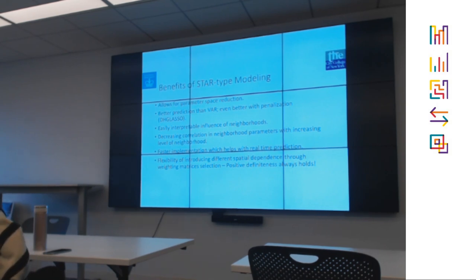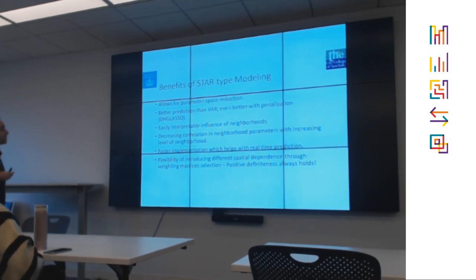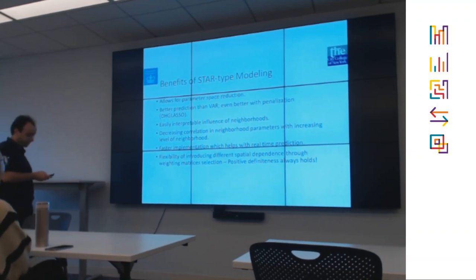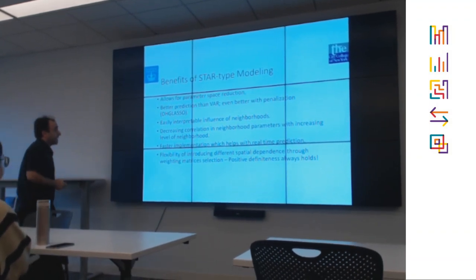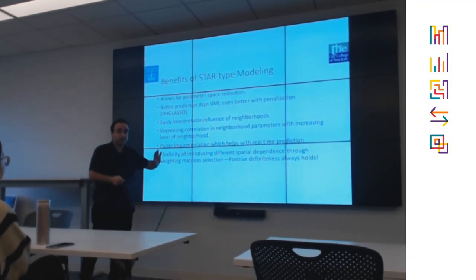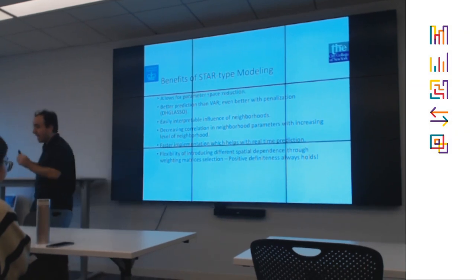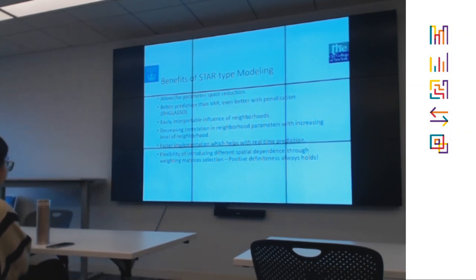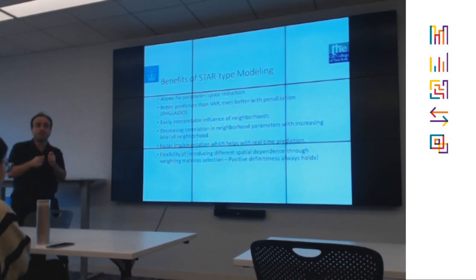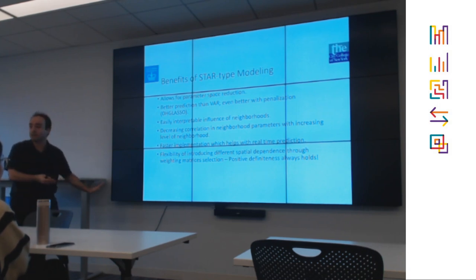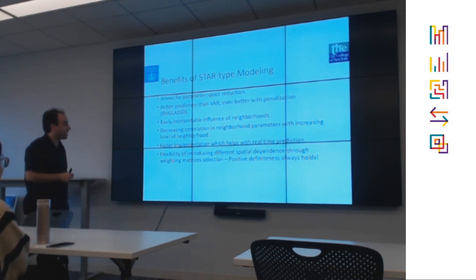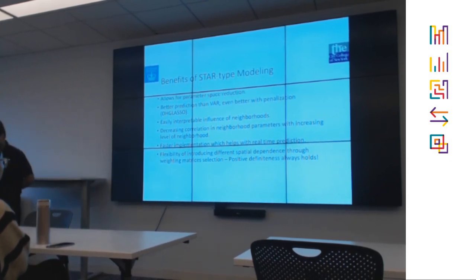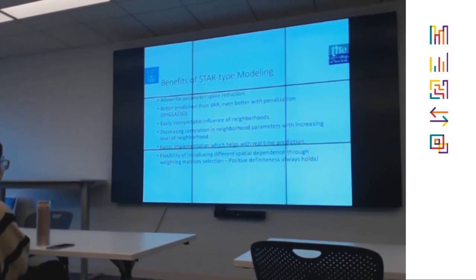Benefits of STAR type modeling: I'm reducing the parameter space, getting better prediction performance, and interpretation of these parameters. For the VAR model in general and STAR models, these parameters, phi, i, j, k, with all those subscripts and superscripts, are very easy to interpret. They describe the effect of the ith zip code on the jth zip code, k steps back in time. Not all models have such nice interpretations.